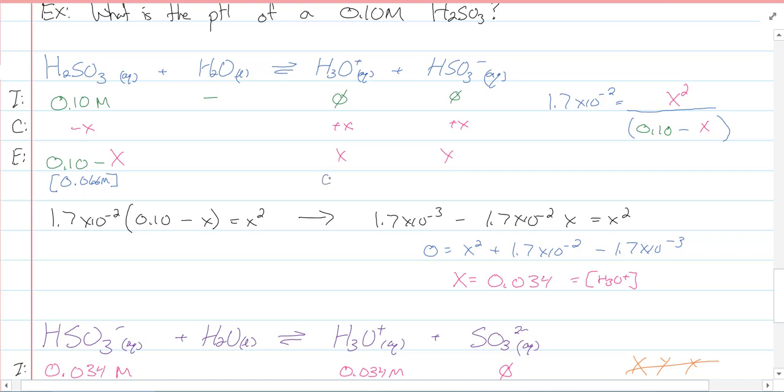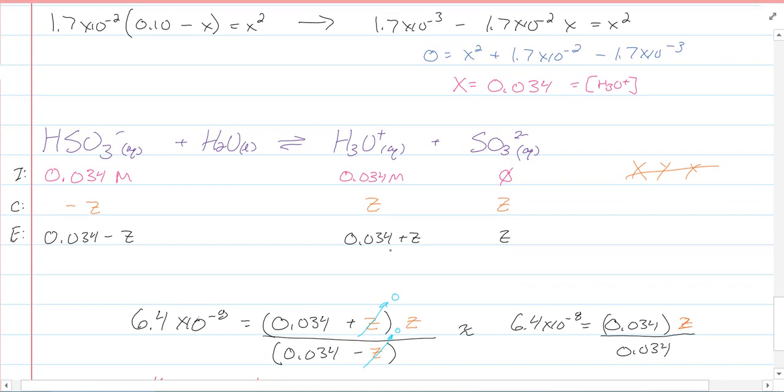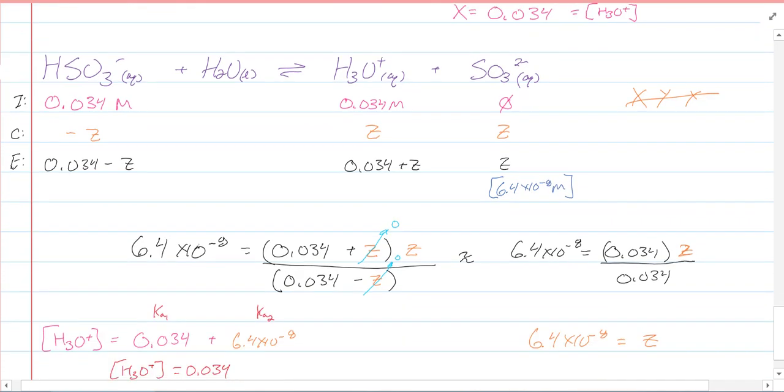X, 0.034 molar for hydronium. With bisulfite, same thing, 0.034 molar. 6.34. Z here, so sulfite is 6.4 times 10 to the negative 8 molar. And those are concentrations. That's the pH.